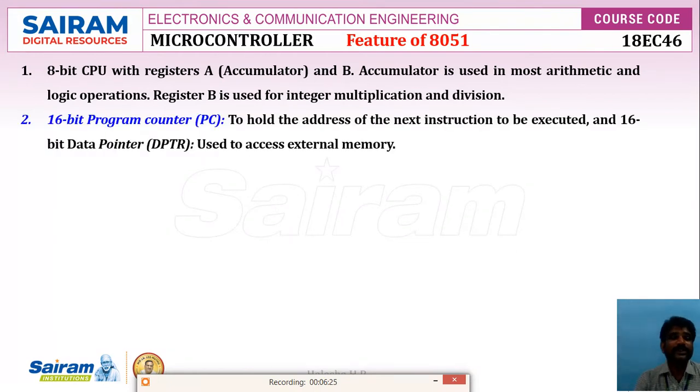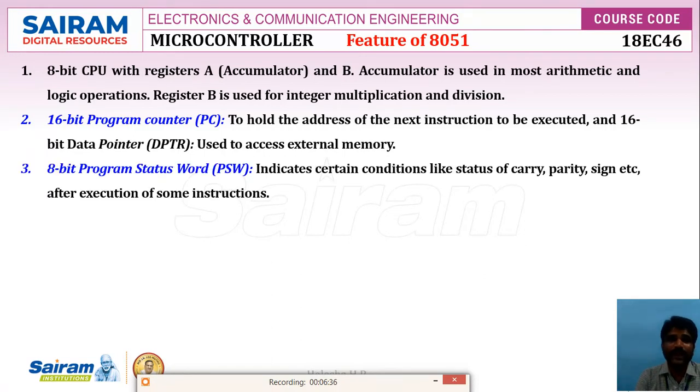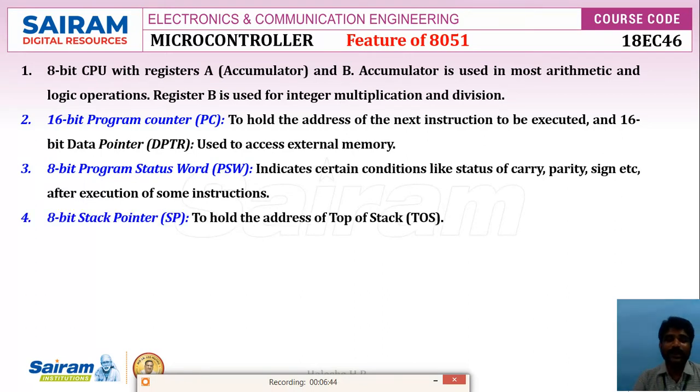And the second feature, it has a 16-bit program counter and data pointer. The program counter is used to hold the address of the next instruction to be executed, and the data pointer is used to access the external memory. And an 8-bit program status word indicates certain conditions like carry, parity, sign, etc. And an 8-bit stack pointer. As I said, it has 32 working registers. Suppose if 32 working registers are not sufficient, we go for a temporary storage area that is called a stack. To hold the address of the stack, we use the stack pointer.